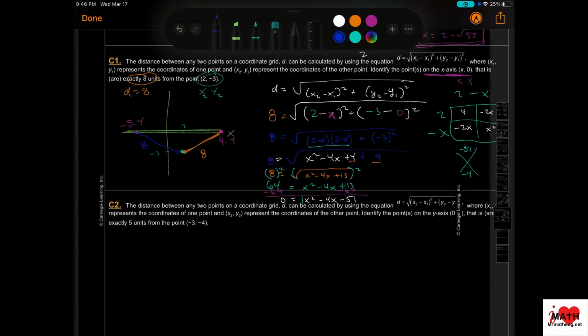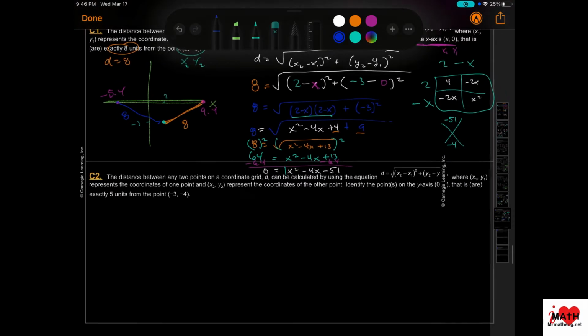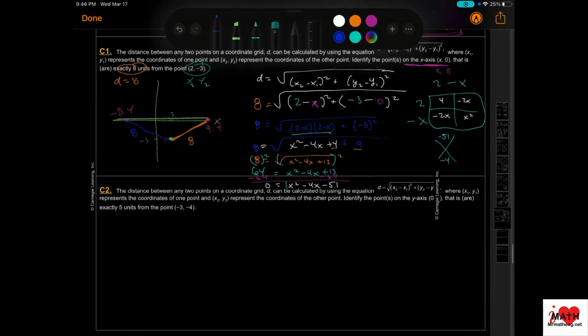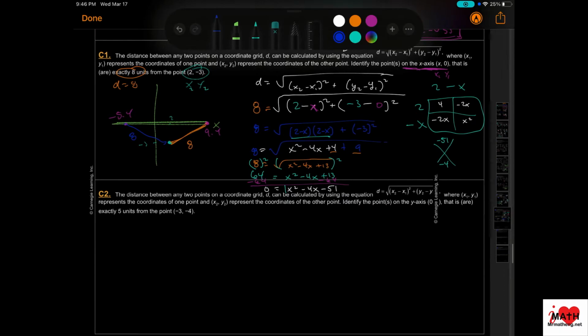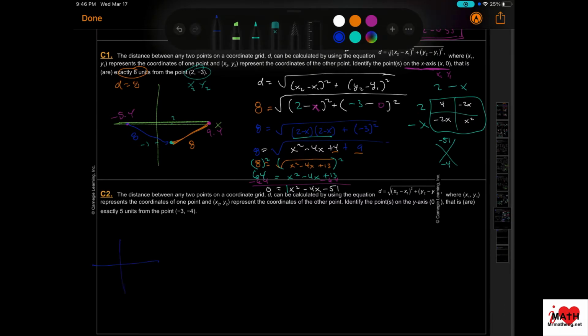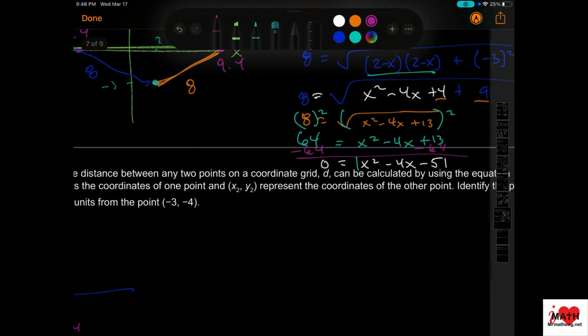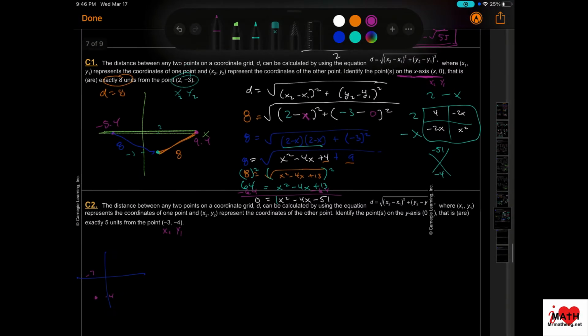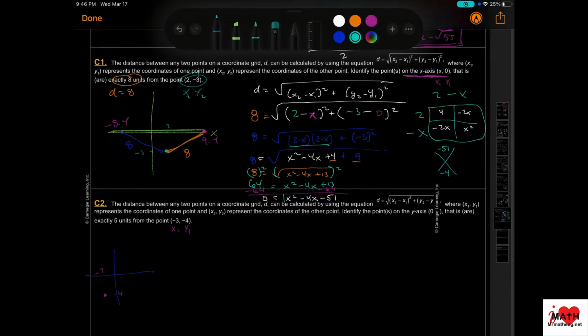All right, let's try a different one. Apply the same thing, just a little bit different. Let's draw a picture. And it tells me we're starting at -3, -4. So left 3, down 4. And let's just call this one x1, y1. Okay, now we have a distance of 5.